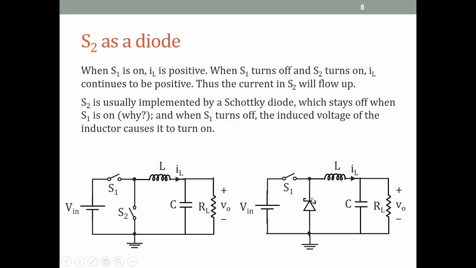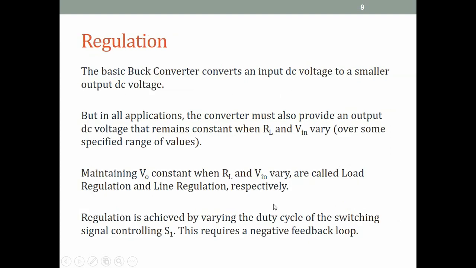So this is the buck converter. This is the next step in our design of the buck converter circuit. So we have L, C, R, a diode, a switch and a Vin. Now let's think further. We talked a bit about regulation in the last class. Let us talk about it a little more.